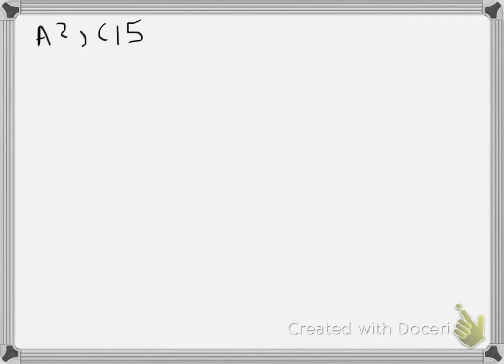Okay, this is question version A number 2 or version C number 15, they were the same question. It says triangle ABC and DBC have side segment BC in common. What additional information is needed to prove that triangle ABC is congruent to triangle DBC?